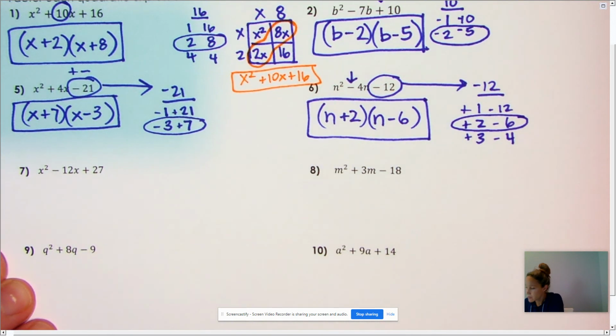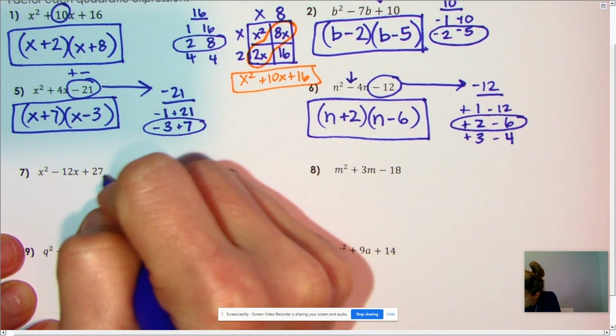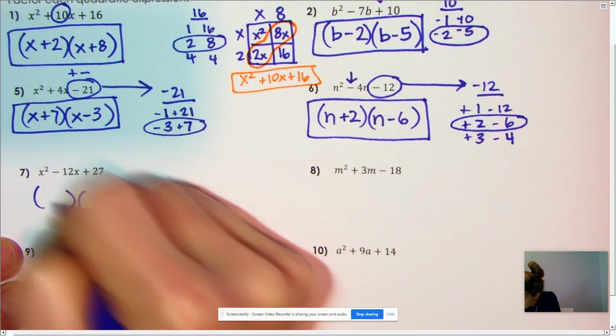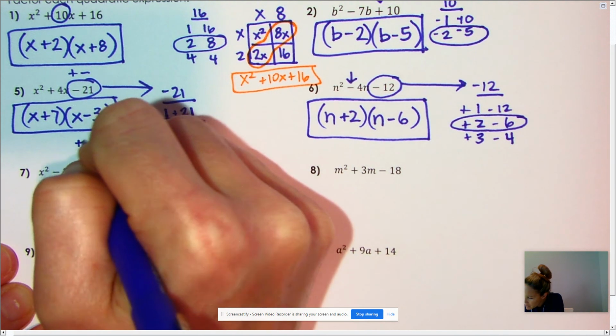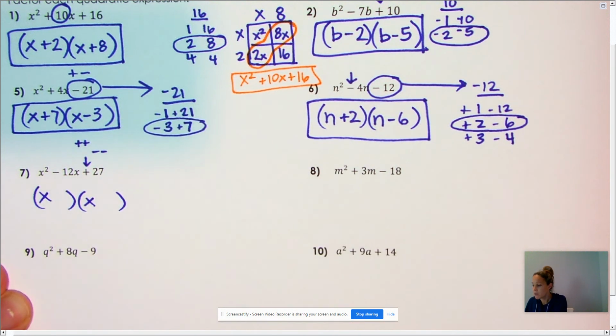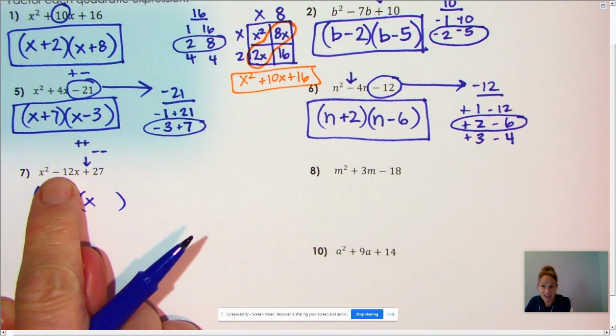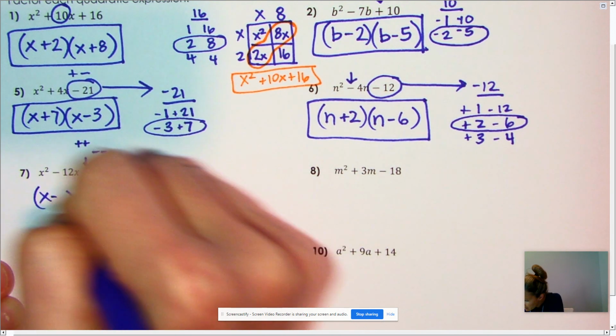Okay, so I'm going to start by writing the parentheses. I'm going to start by putting an X. I know when this is positive, it's either plus plus or minus minus. Well, look at what it has to add to. It has to add to a negative, so I know it's going to be a minus minus.